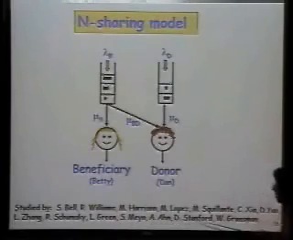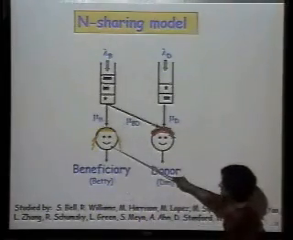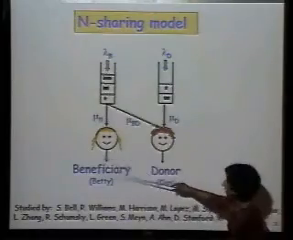So the model that I'm going to talk about, just because I've done a lot of work in this model, is the N sharing model. And this has been studied by a long, long list of people, too many to name. And the N sharing model works like this. There's this person, Betty, the beneficiary. Well, I call her Betty.